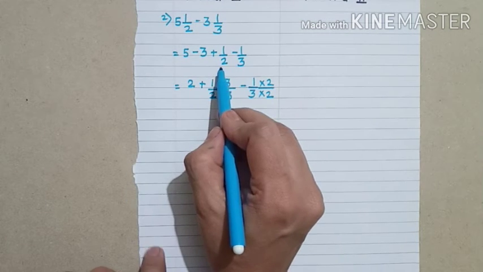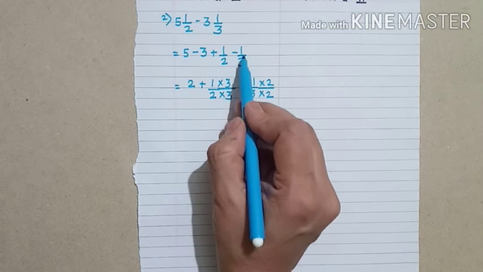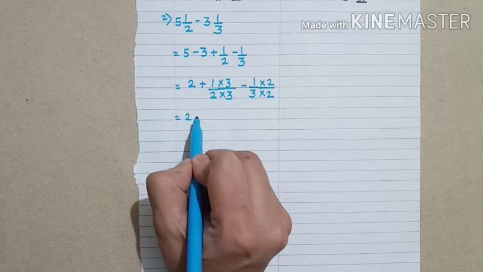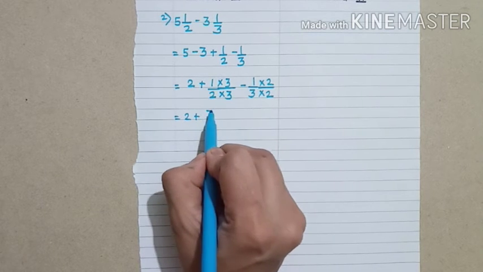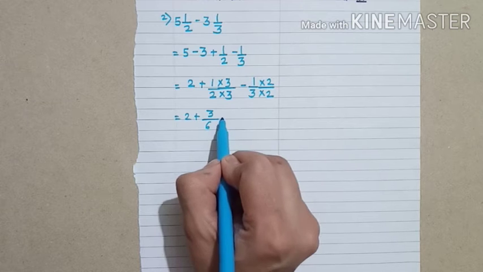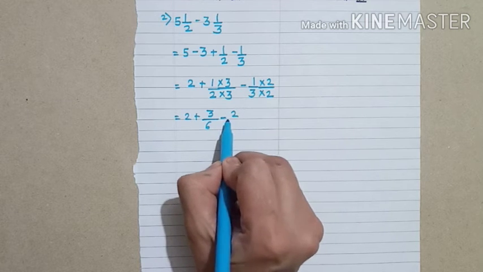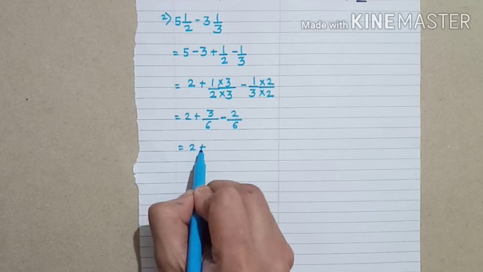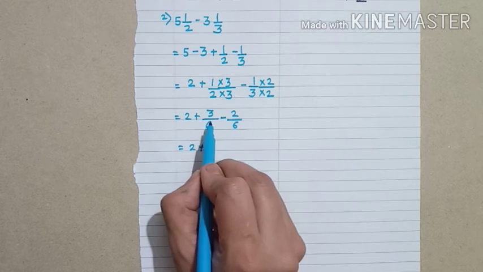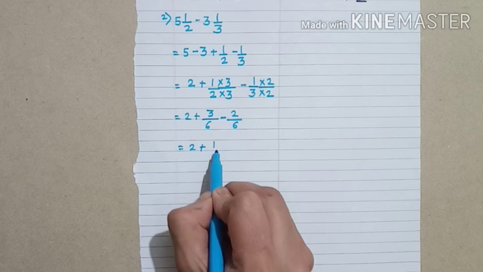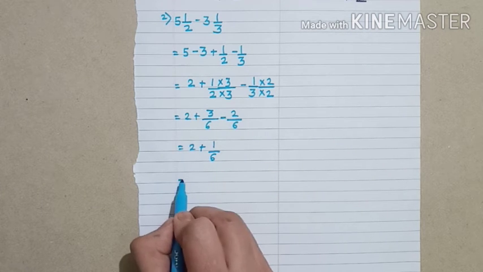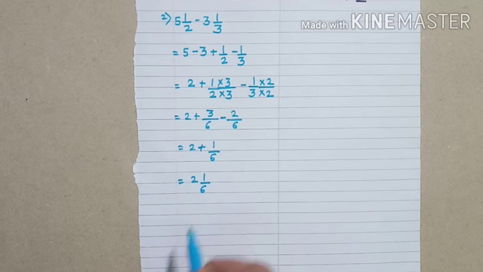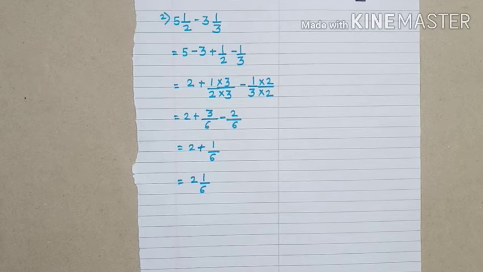1 upon 2 we are going to multiply by 3 and 1 upon 3 we are going to multiply by 2. 2 plus 1 3s are 3 and 2 3s are 6 minus 1 2s are 2 upon 3 2s are 6. 2 plus these fractions are like fractions, so subtract 2 from 3. The answer is 1 upon 6. Remove this plus sign. The answer is 2 integer 1 upon 6. So this is the answer by the first method.